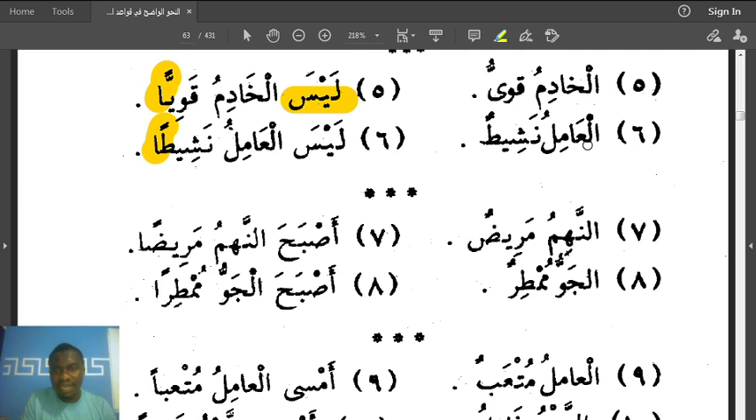We have here al-amilu. Al-amilu means the worker. Nasheetun is active. Nasheet, active. The worker is active. So we have laysa al-amilu nasheetan.